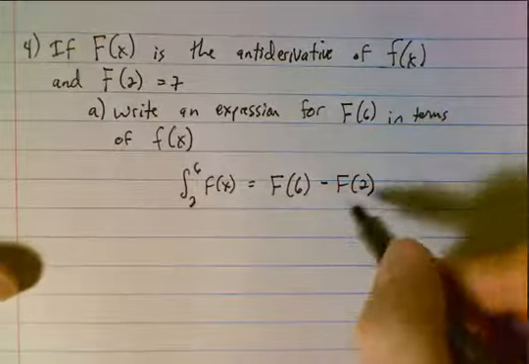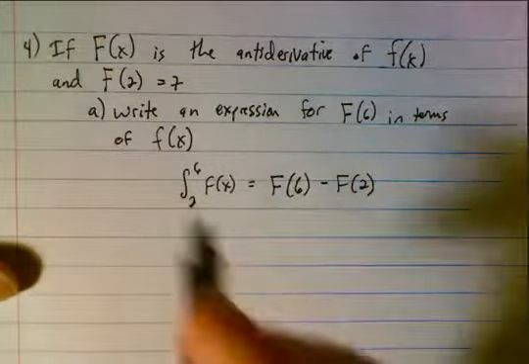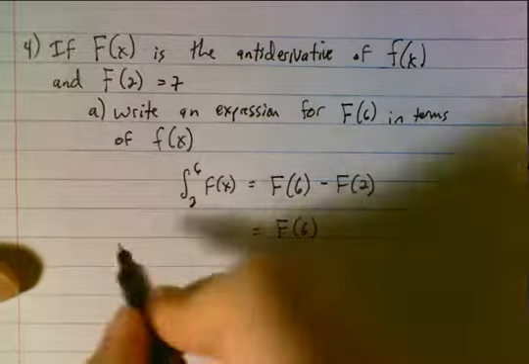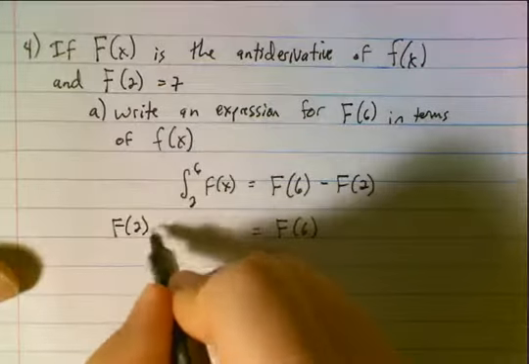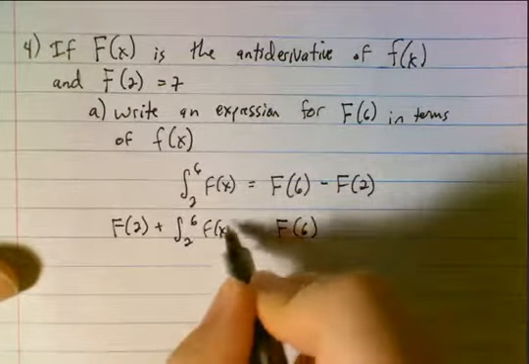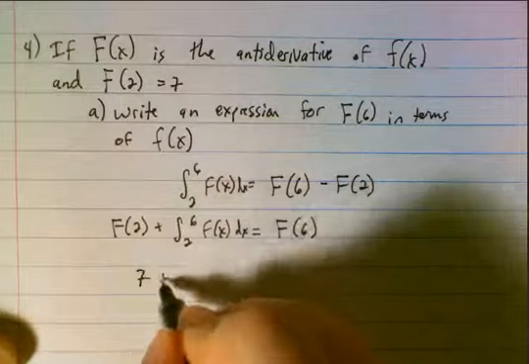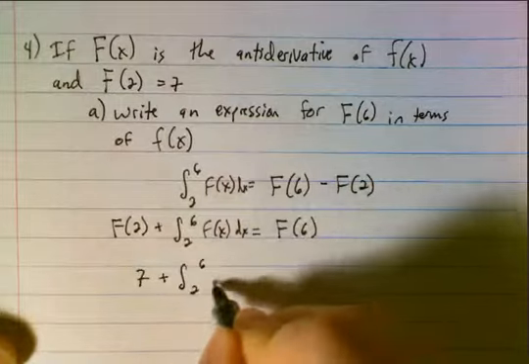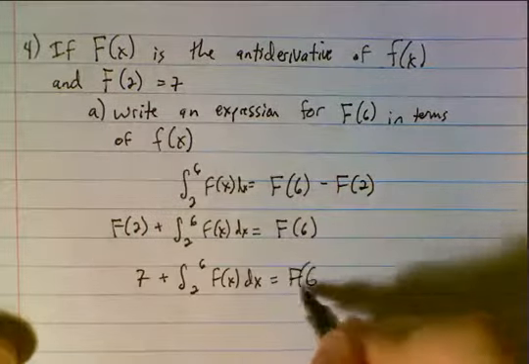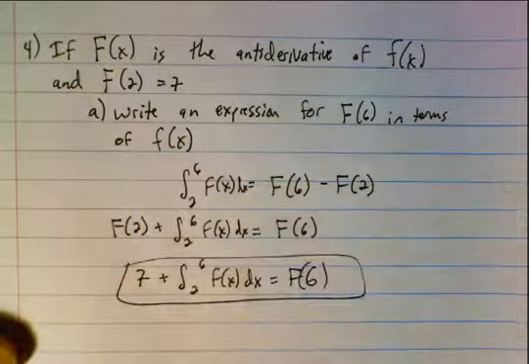So to get it by itself, we just have to add whatever F of 2 is to both sides. So it should be dx. And we're told that capital F of 2 is 7. And there we go.